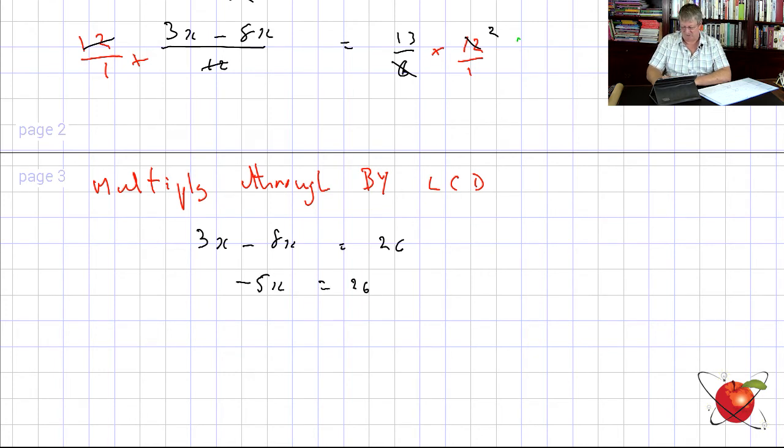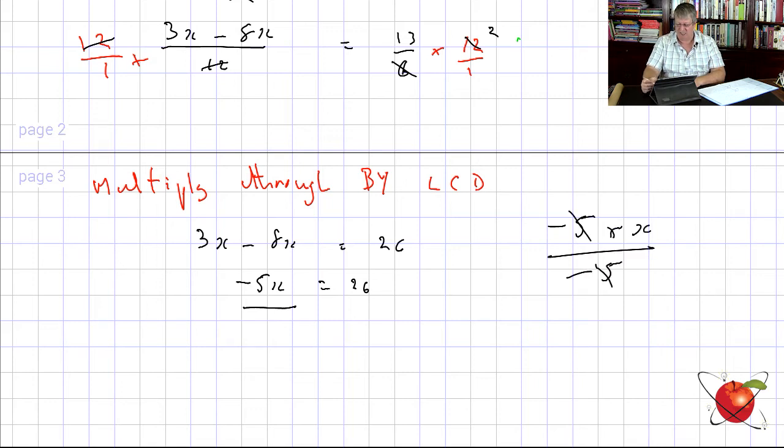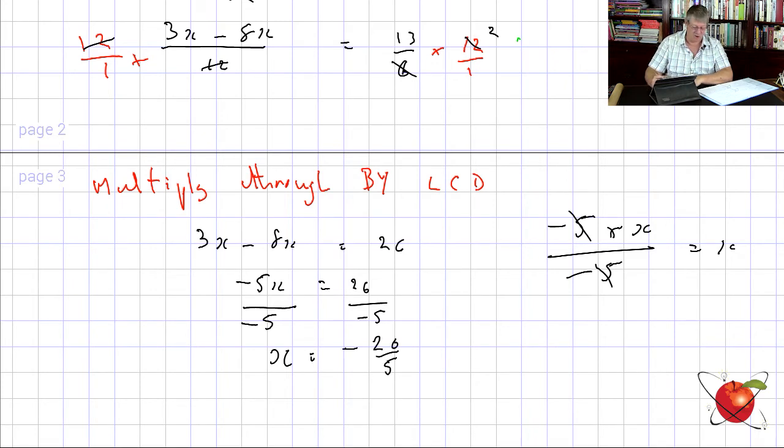I don't want minus 5, so we do the opposite. It's minus 5 times x. Can you see it there? So I divide by minus 5 to just leave me with an x. Which is x is going to be, because minus over a minus is a plus. So x is therefore going to be equal to minus 26 over 5. And you can change that down to minus 5 1/5.